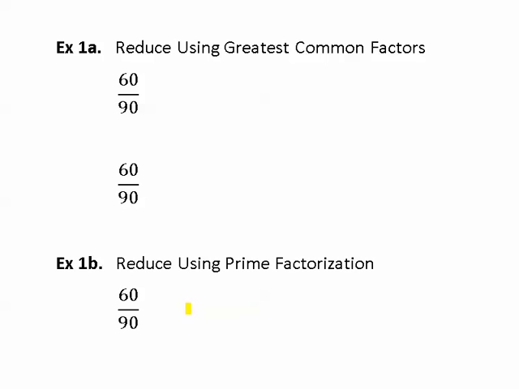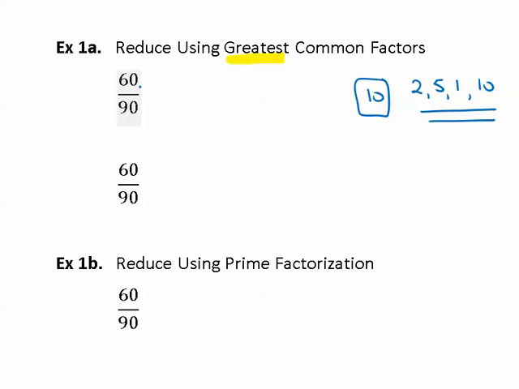ways to reduce fractions. In the first method, we're going to look at what we call reducing fractions using the greatest common factors. And you can think of a factor as a number that divides into another number. Let's take, for example, the number 10. What numbers divide into 10 evenly? Well, 2, 5, actually 1 and 10 do. So there are 4 factors of 10.